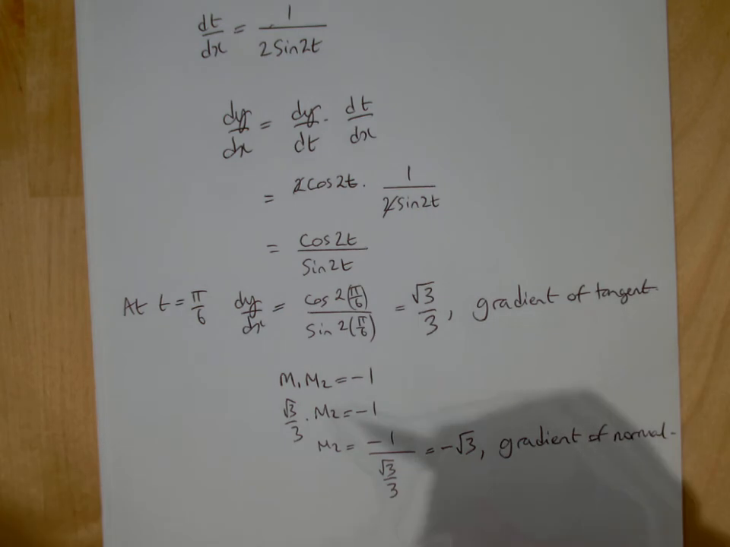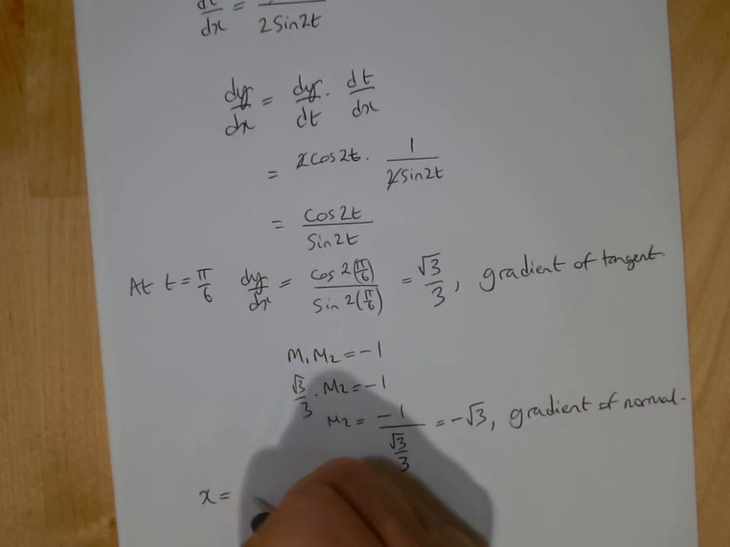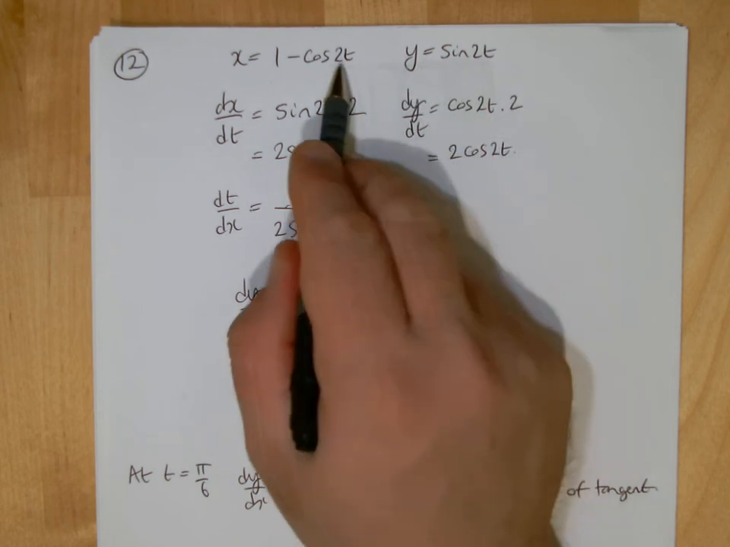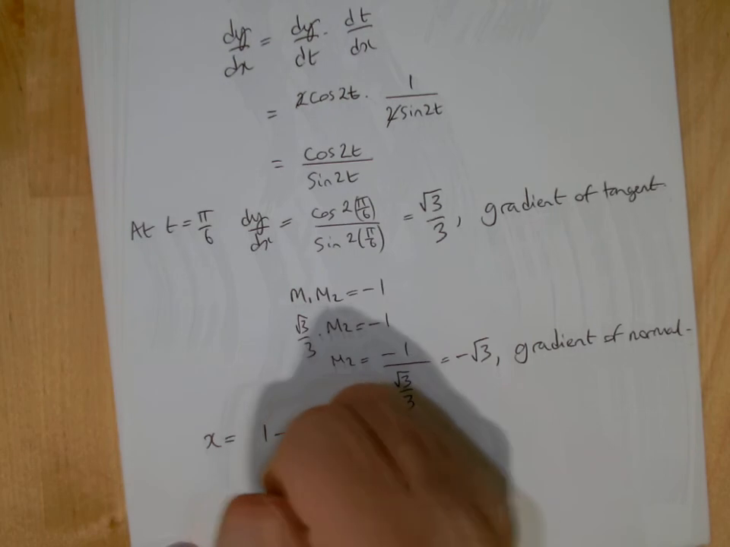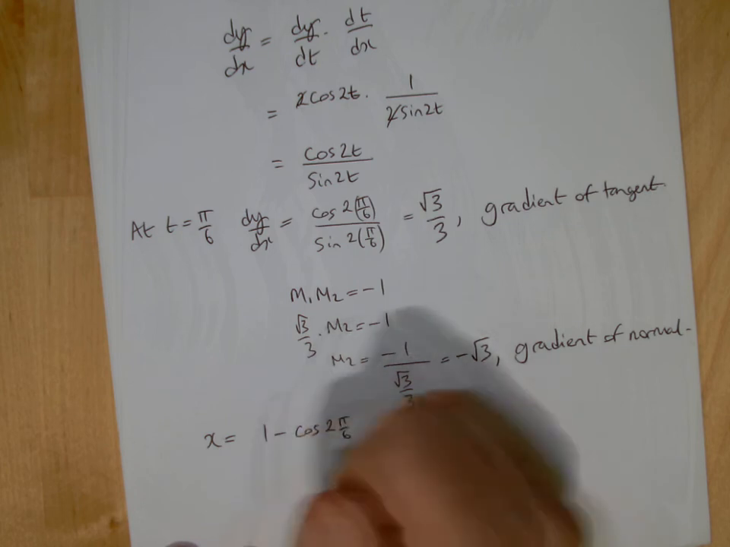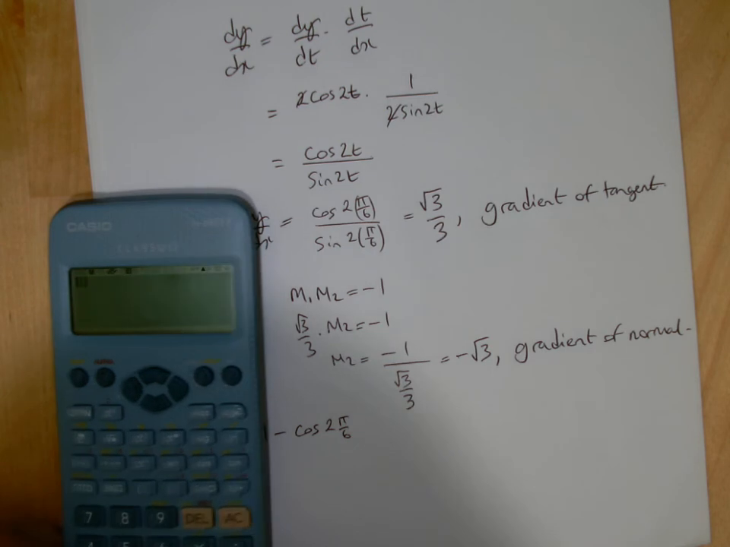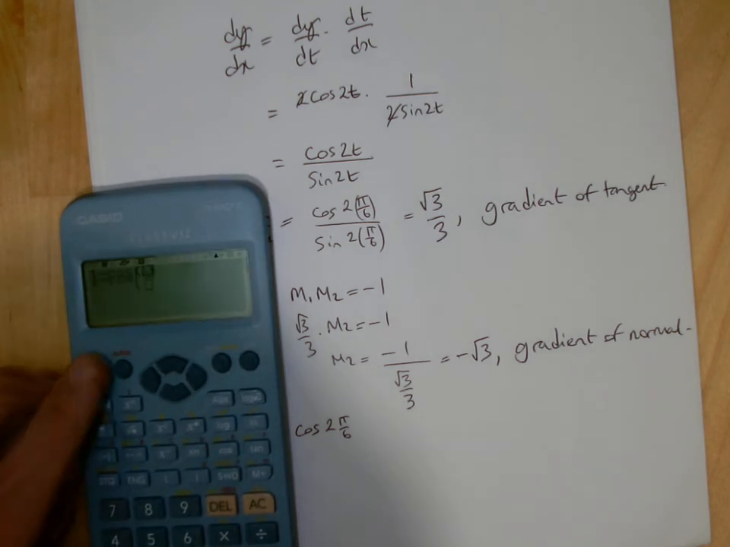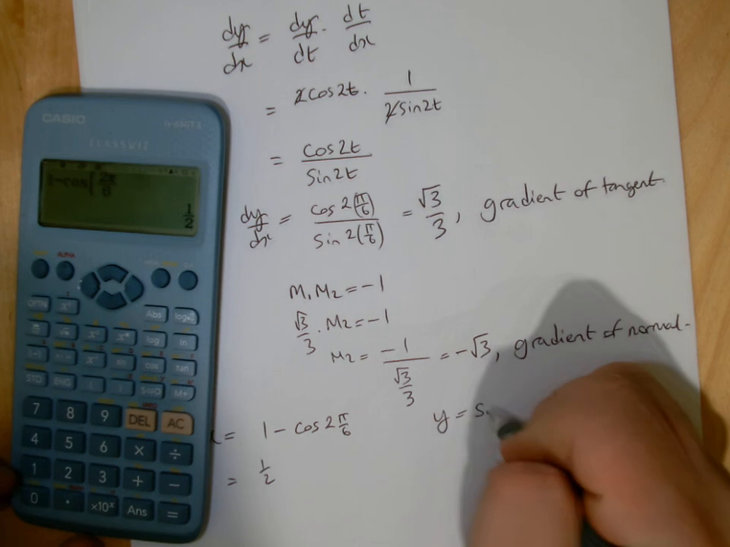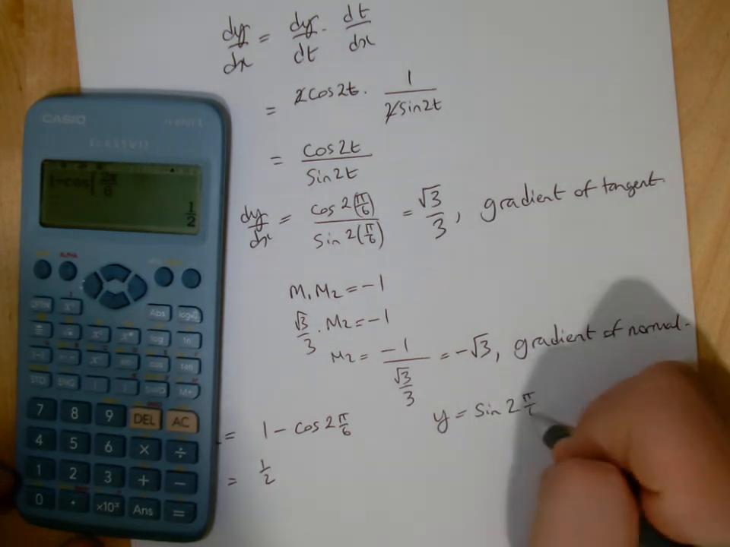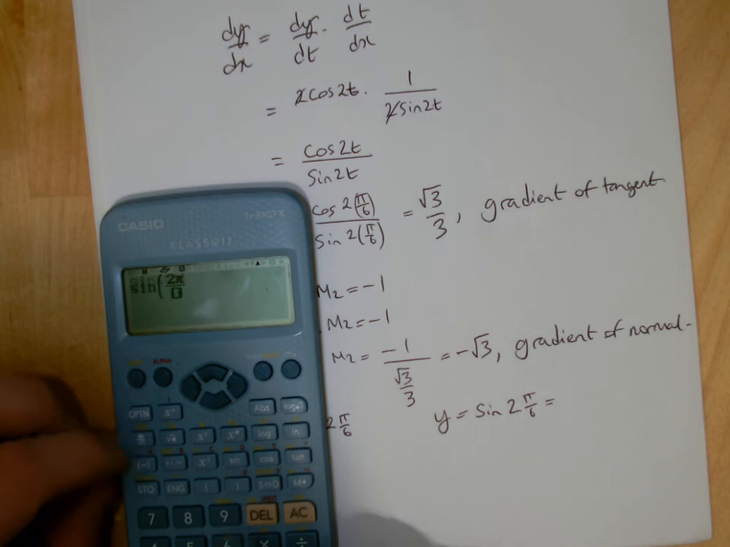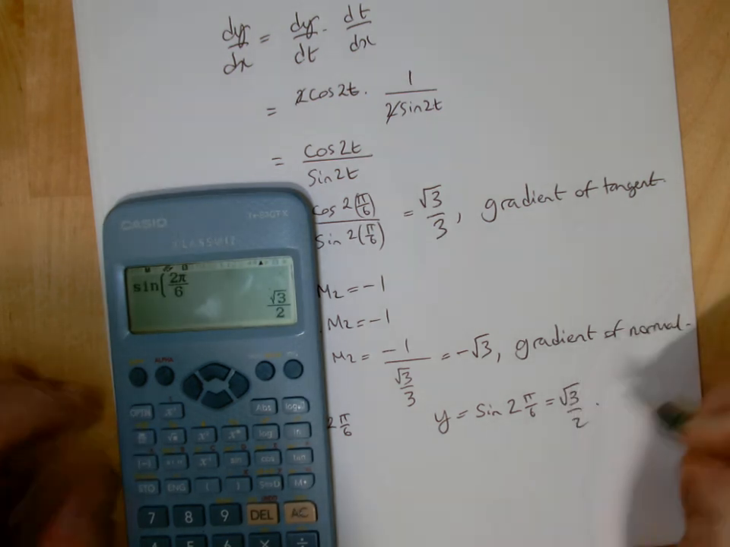So we've got the gradient of the normal. We just need then to figure out what the x and y values are. So remember, going back to the equations at the start, x is 1 minus cos 2t, y is sine 2t, so you've got to sub in pi over 6. So 1 minus cos of 2 times pi over 6, and that will equal a half, and then y will equal sine of 2 pi over 6, which comes out to be root 3 over 2.